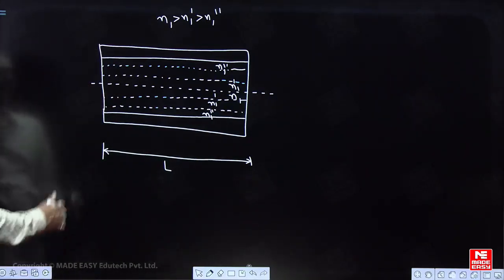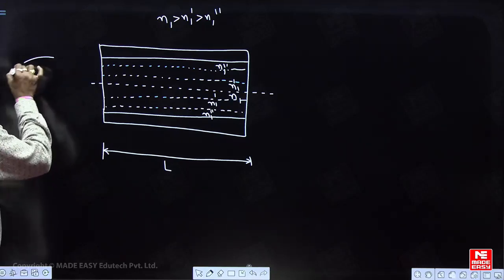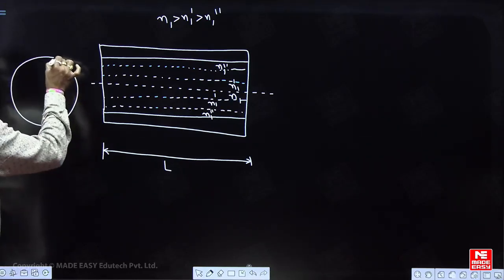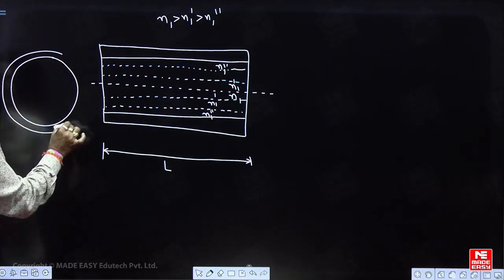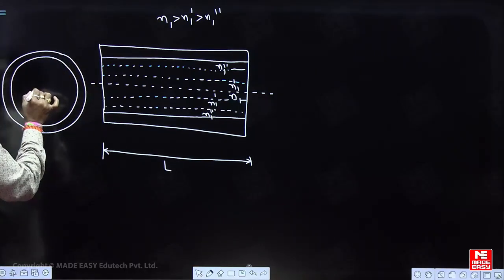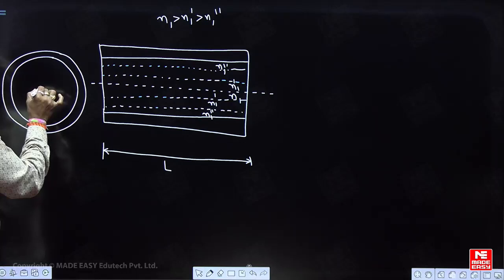Now just observe carefully. I am drawing the side view, which is completed; now I am drawing the front view. Refractive index of the core and refractive index of the clad we have. So this is the part we have.